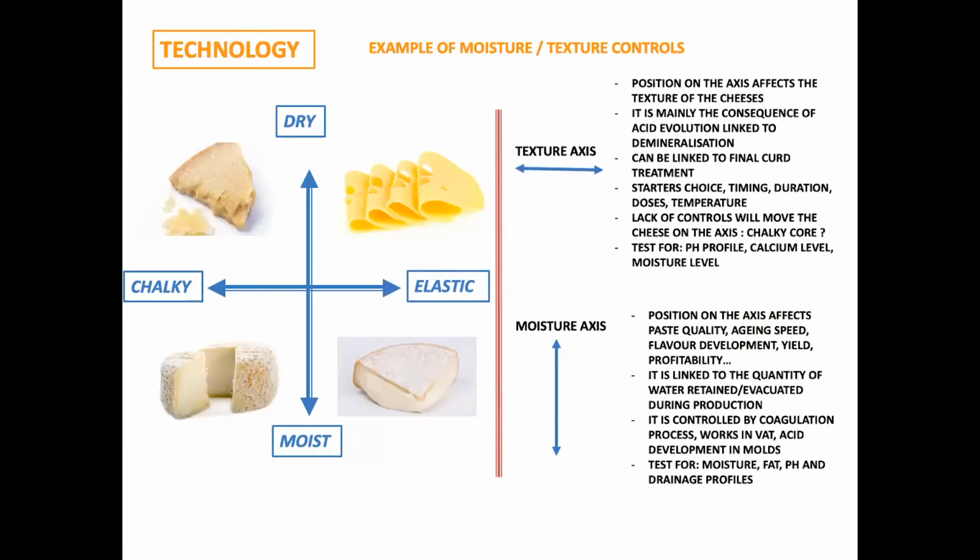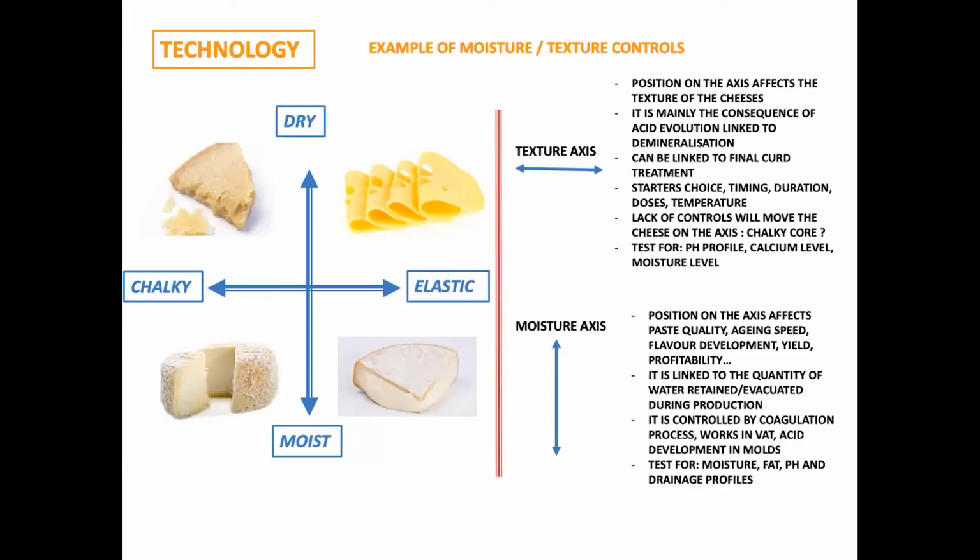It can be linked to the final curd treatment as well, particularly if you make a milled cheese like cheddar. In this case, the cheddaring and the milling process will bring the elastic texture towards a more chalky one, but this is more linked to the final treatment, acidification and minerals. It can also be linked to starters: the choice of starter culture, timing, duration, dose of starters, temperature. The faster the acidification profile, the more chance to lose calcium, so the more chance to go chalky.